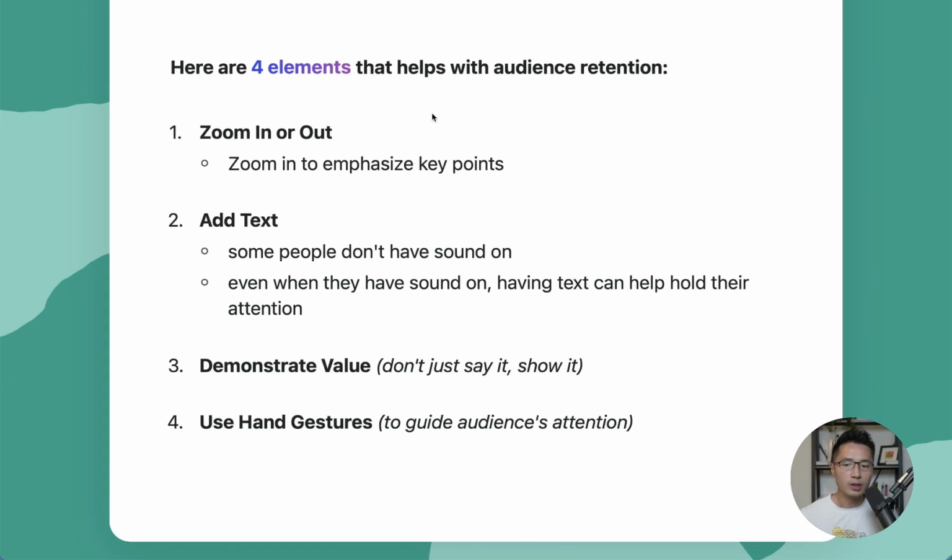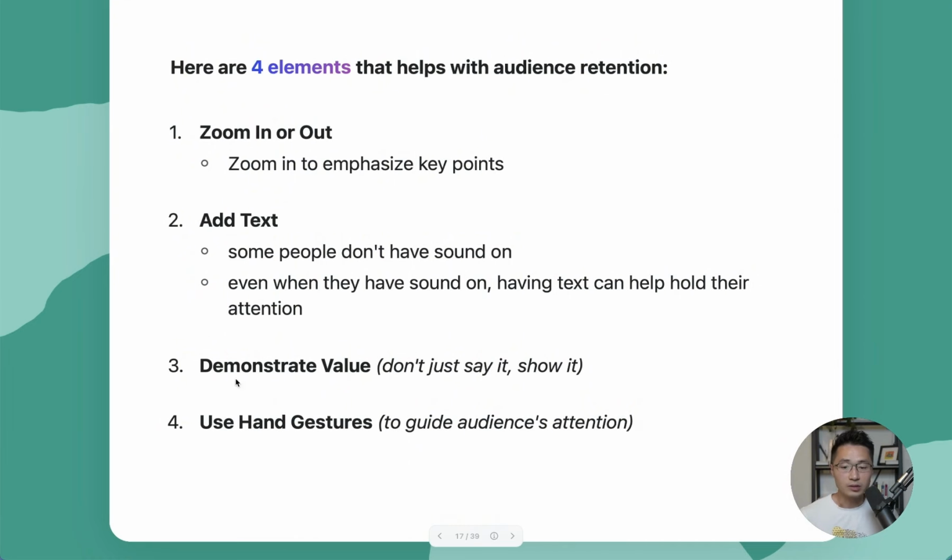So number one, you could utilize zoom in or zoom out. You can zoom in to emphasize certain key points or to make sure that the product you're promoting is in frame. And the next one is you could add text. We definitely saw this in some of the TikTok examples, because some people don't have sound on when they're watching TikToks. And even when they do have sound on, having text on screen can help hold their attention more easily.